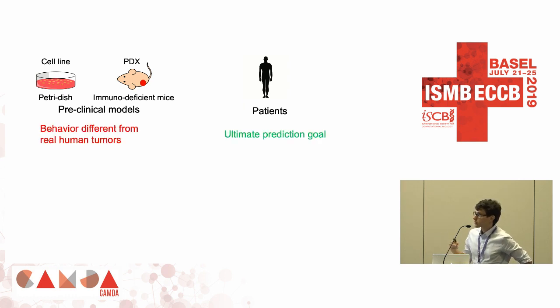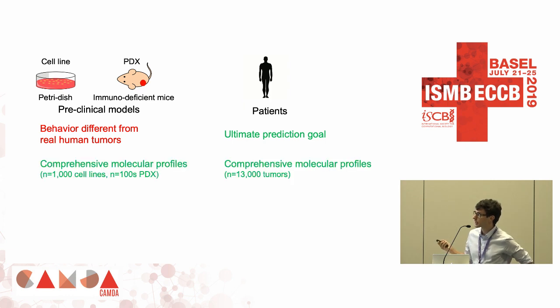The problem is that it has been shown in the literature in the last 10 years at least that these preclinical models show a lot of differences with the real human tumors, which is understandable because they don't have any immune system or any microenvironment for the cell lines. So what we can do to compare them together is to rely on comprehensive molecular profiles, from huge screening processes led by international consortia like GDSC or Novartis PDXC or TCGA for the human tumors.